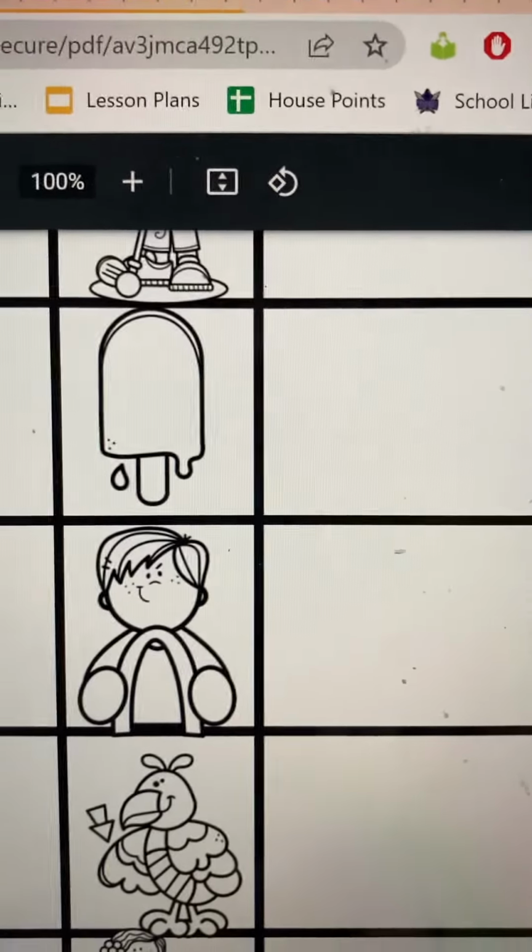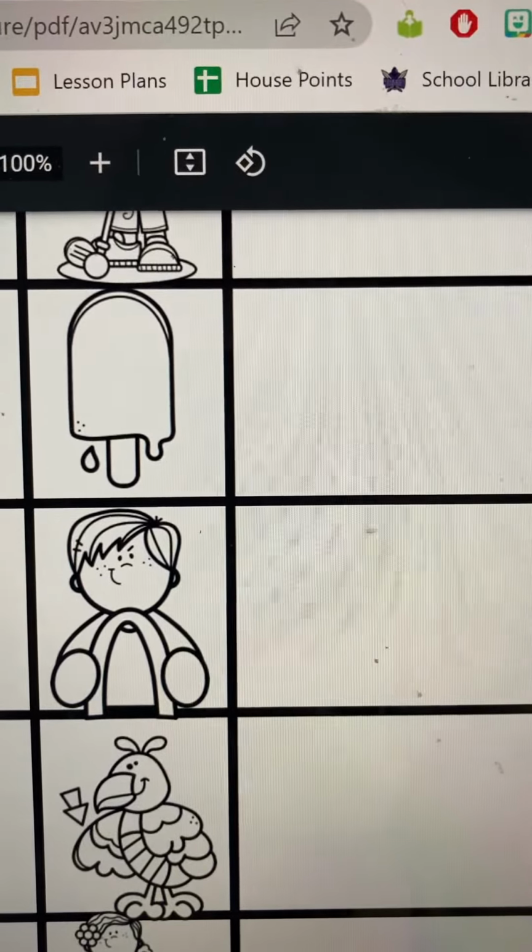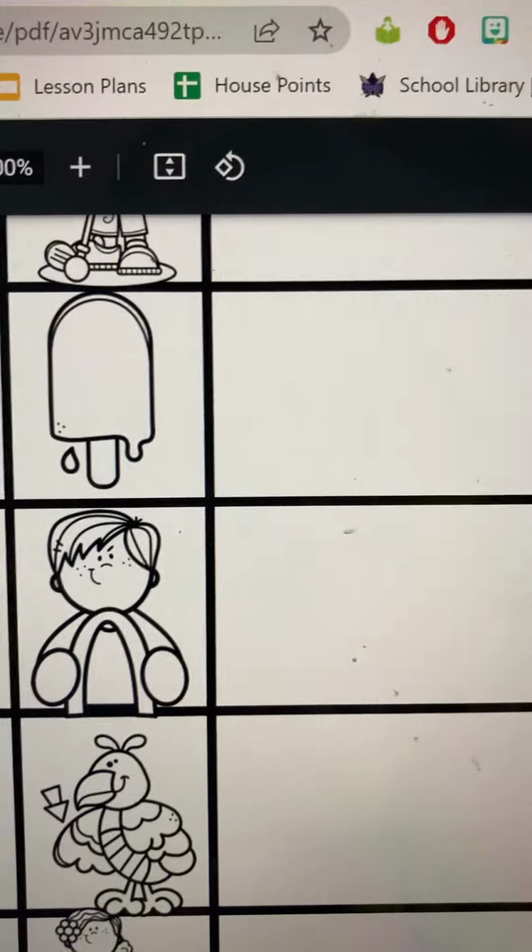This one down is bend. Look how strong that boy is. He will bend it across. Bend.